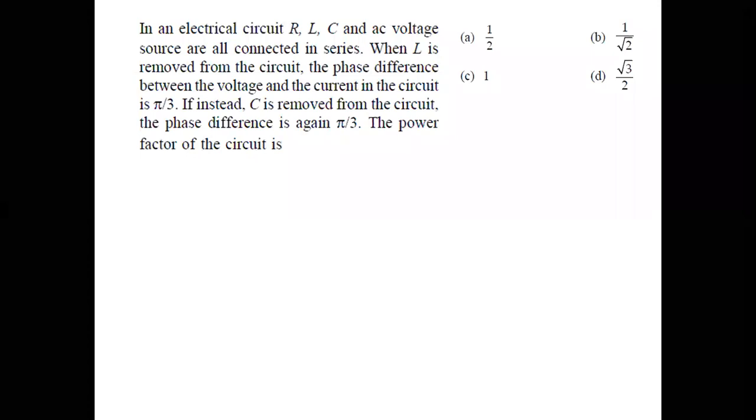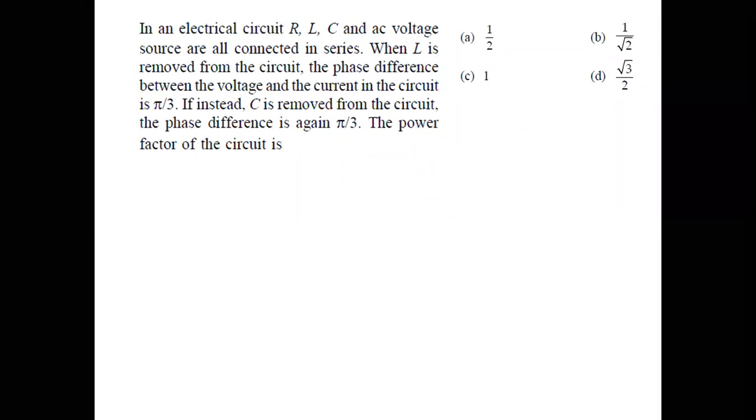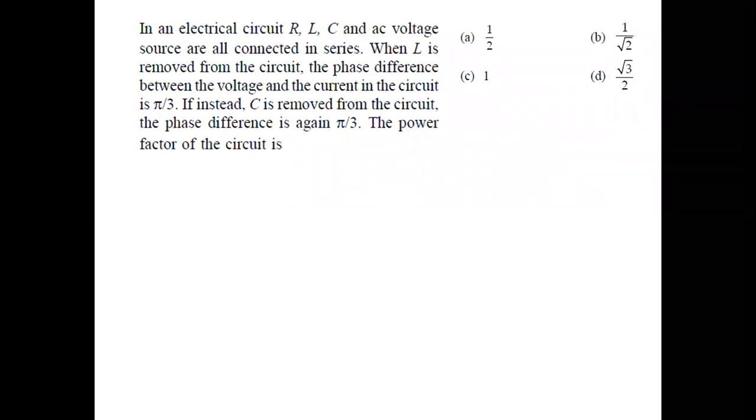When L is removed, the phase difference between voltage and current becomes pi by 3, 60 degrees. If instead, with the LCR present, you remove C, then the circuit is left with only an RL circuit. If instead C is removed from the circuit, the phase difference is again pi by 3. The power factor of the circuit, we have the formula, is R by Z.